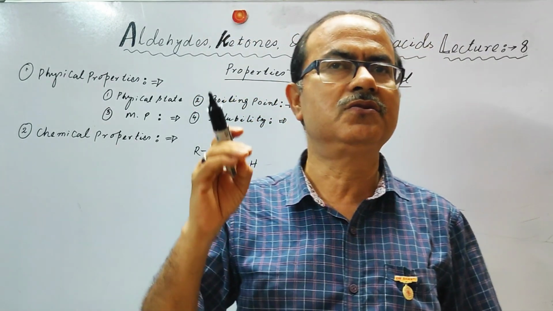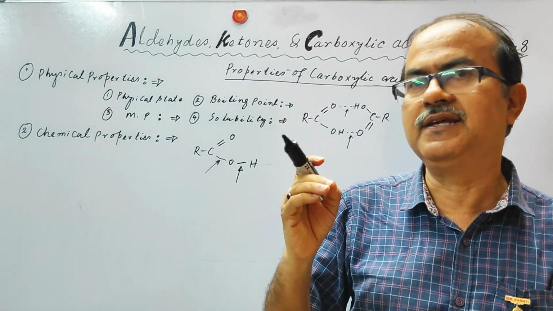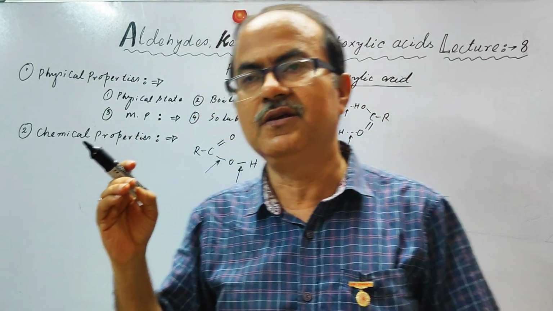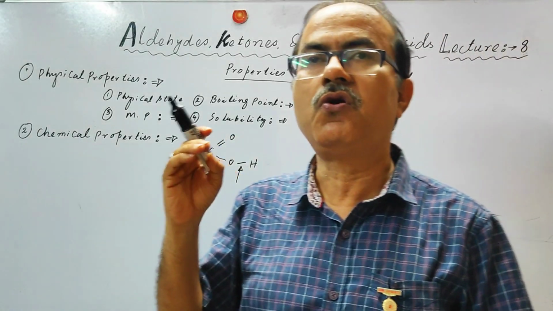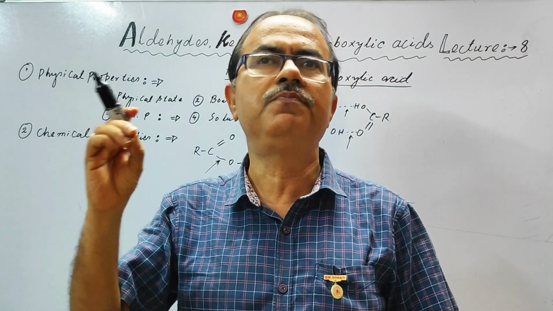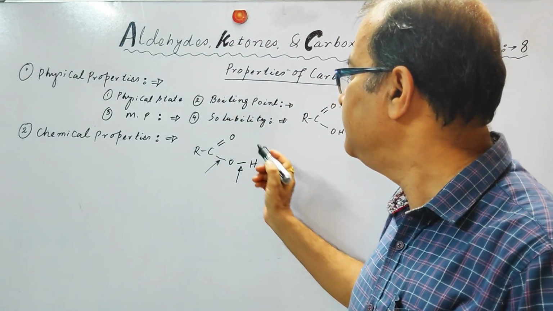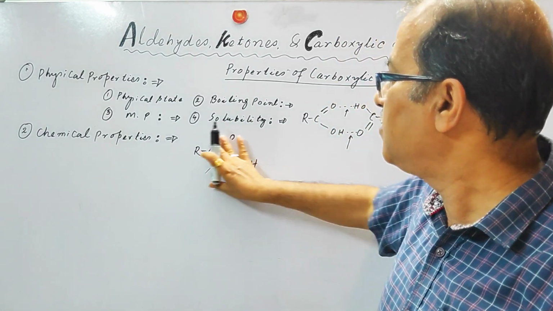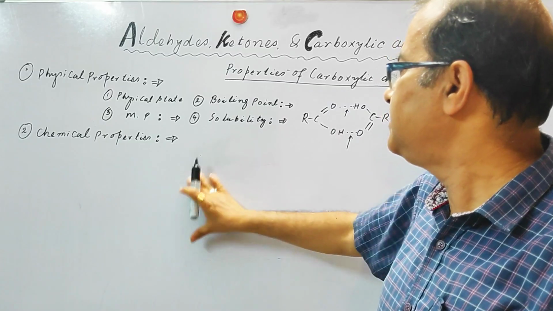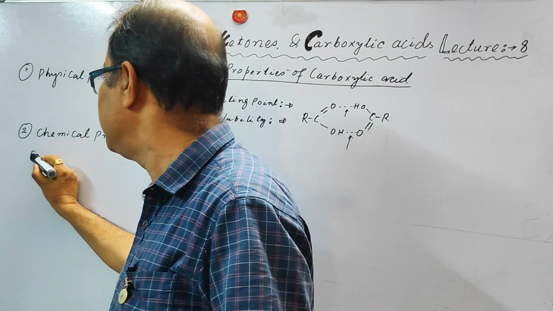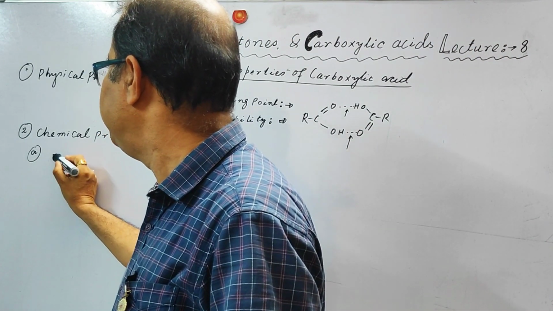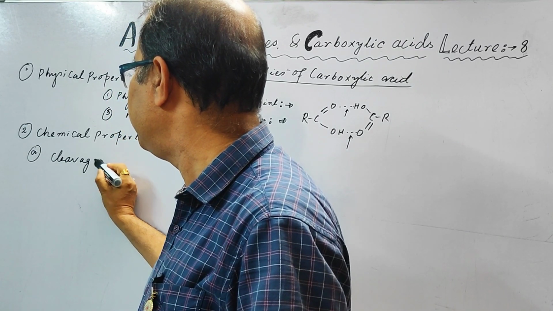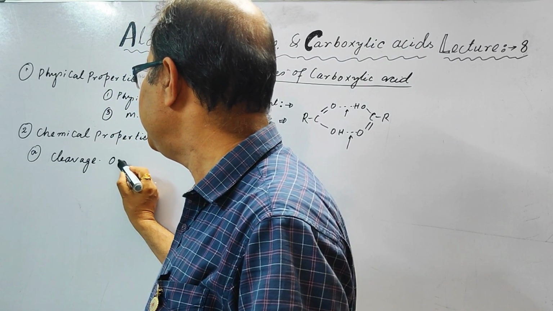So the chemical reactions we will discuss will be based on the cleavages of the different bonds of this carboxylic acid. First we are going to discuss these reactions. The first reaction that we are going to discuss is the cleavage or breaking of the OH bond.